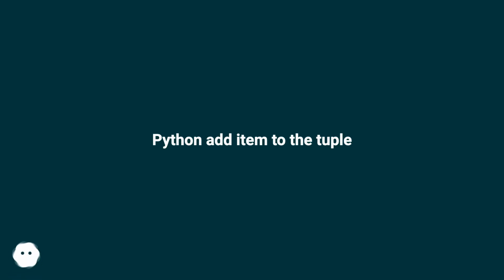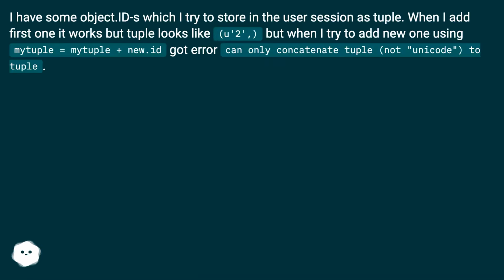Python add item to the tuple. I have some object.ids which I try to store in the user session as tuple. When I add the first one it works, but the tuple looks like u2, but when I try to add a new one using my_tuple = my_tuple + new.id, I get the error: can only concatenate tuple, not Unicode, to tuple.